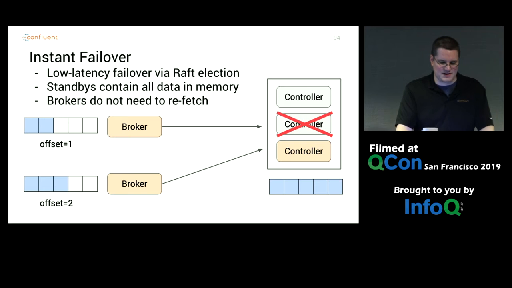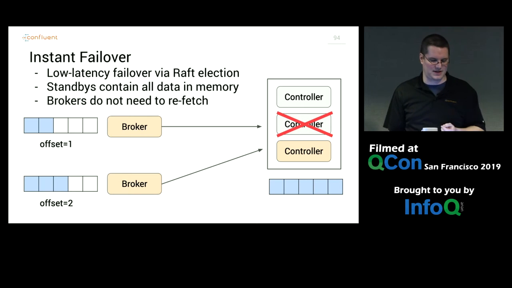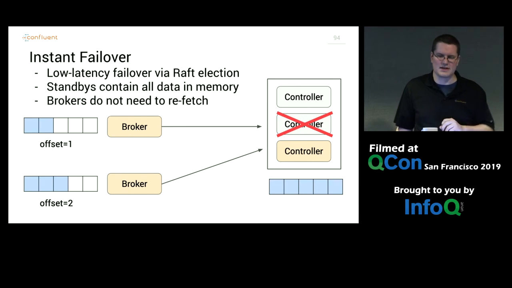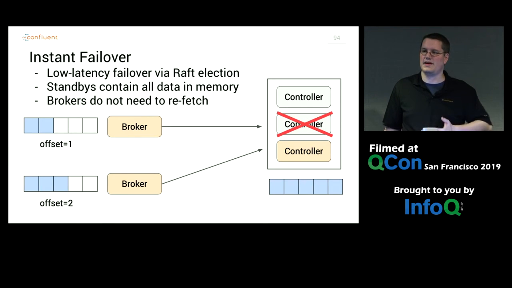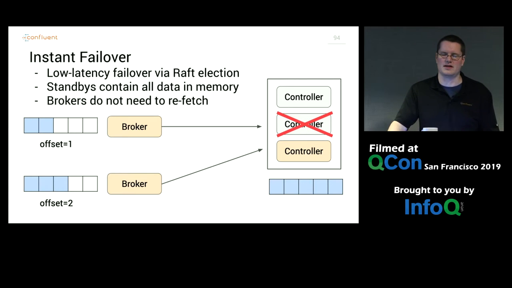And it turns out that this gives us practically instant failover, because Raft election is pretty quick. Furthermore, the standbys have all the data in memory, so they don't have to load it from some other place. Another way that failover is instant is that the brokers don't have to refetch everything. This ties in with what we talked about earlier: if the broker knows the offset that it read up to, it just needs to read the offsets after that. It doesn't need to refetch everything in the world.